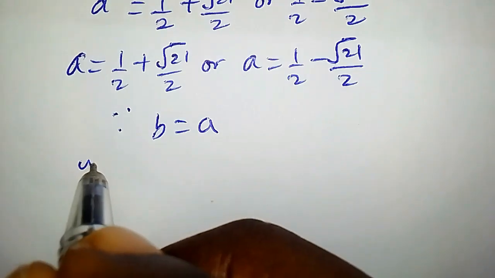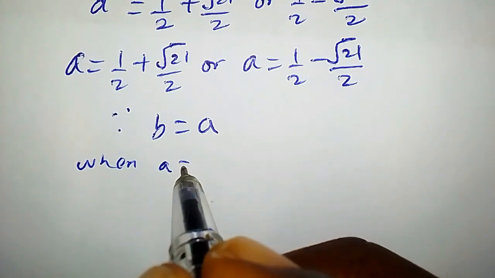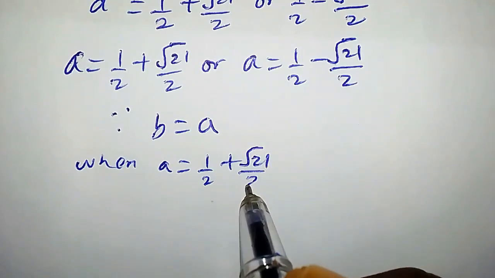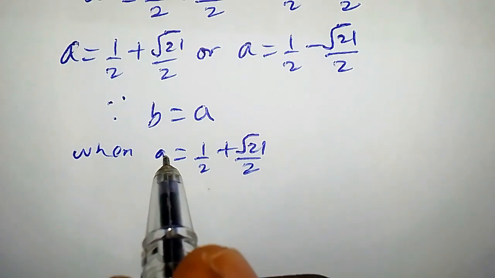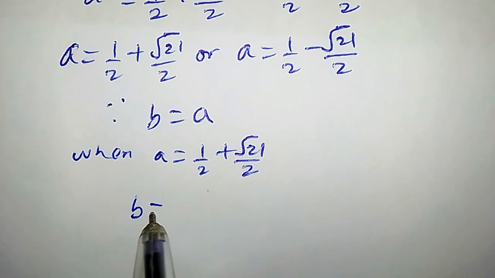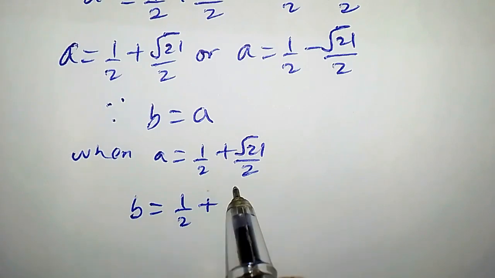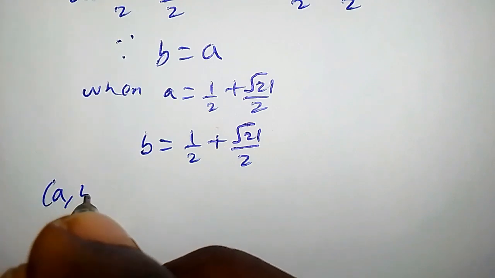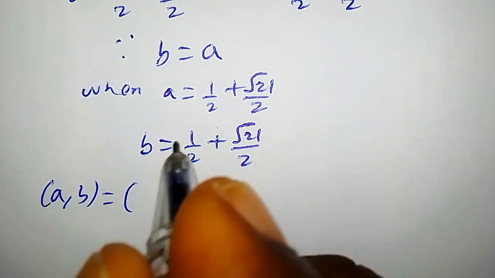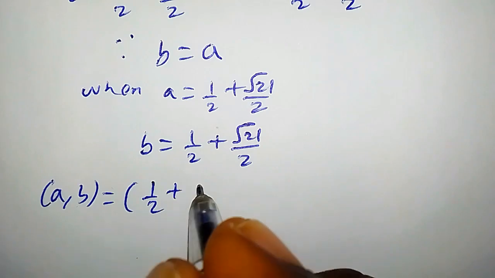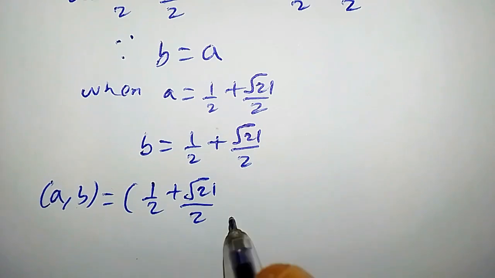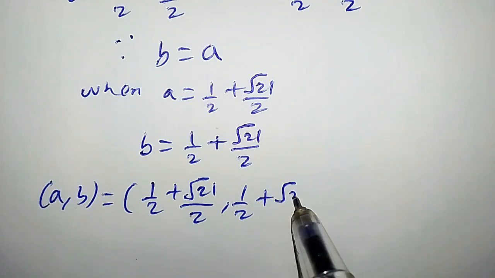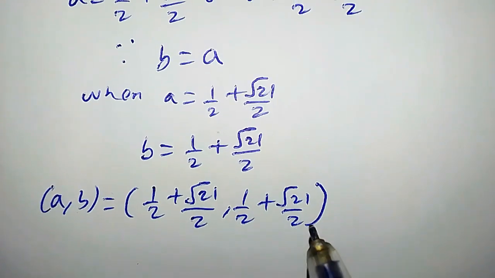Consider each of these. When a is equal to 1 over 2 plus square root of 21 over 2, clearly, plugging this value of a into this, b is equal to 1 over 2 plus square root of 21 over 2. So our first solution, a comma b, is equal to a is 1 over 2 plus square root of 21 over 2, comma, what is b? b is 1 over 2 plus square root of 21 over 2. This is the first solution.